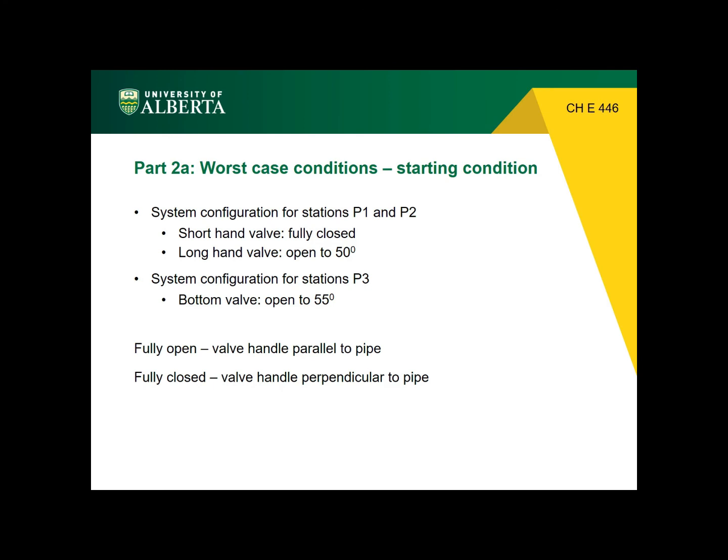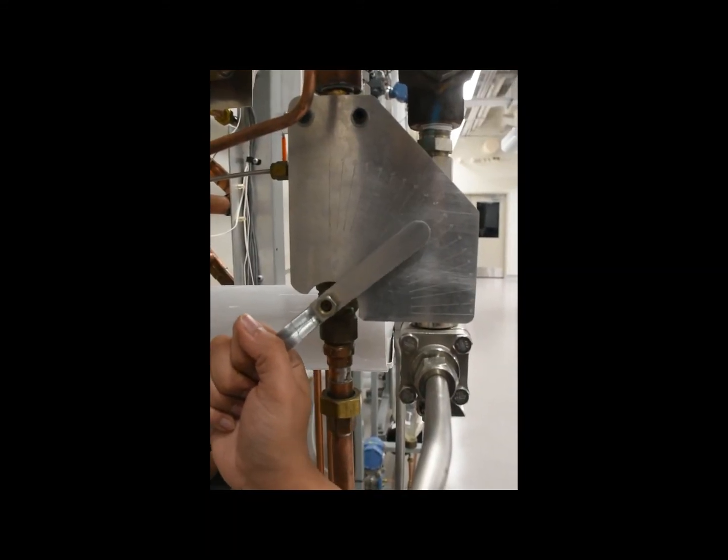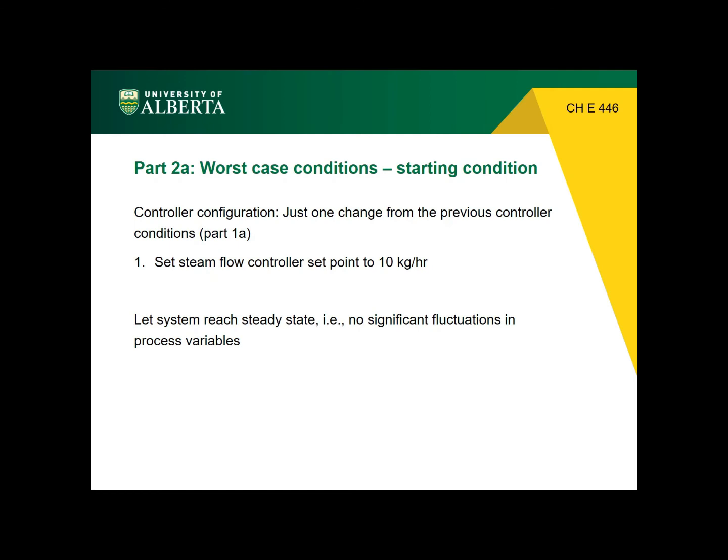The only difference for the worst case setting would be the long hand valve position and the steam flow rate starting point. So here we have to set the long hand valve to 50 degrees. So previously it was 35 and now we set it to 50.